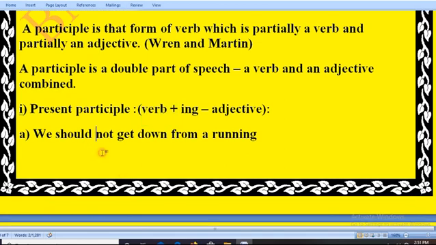Okay, suppose: we should not get down from a running. চলন্ত অবস্থা থেকে আমাদের নেমে পড়া, কোথাও কোনো গাড়ি থেকে বা ট্রেন থেকে নেমে পড়া উচিত না। So here running is present participle. Okay, why is it present participle? As run is a verb and after run there is ing form. Okay, that's why it is present participle.